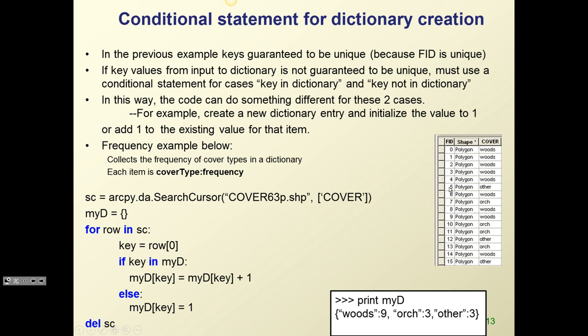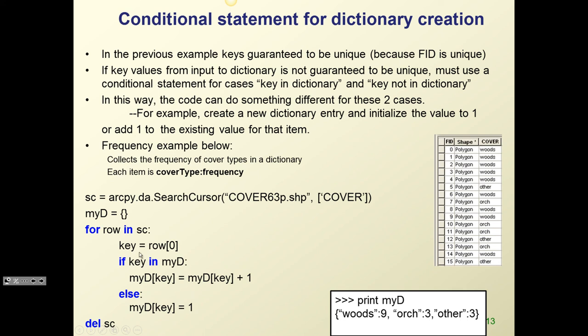And then at row index 5, it's going to get a new case. So go to else? It's going to go to else. And then what's our dictionary going to look like? Woods 5, other 1. And then it'll keep going, and it'll add to the count if that thing is already in the dictionary, and then it'll start a new item if it's not.